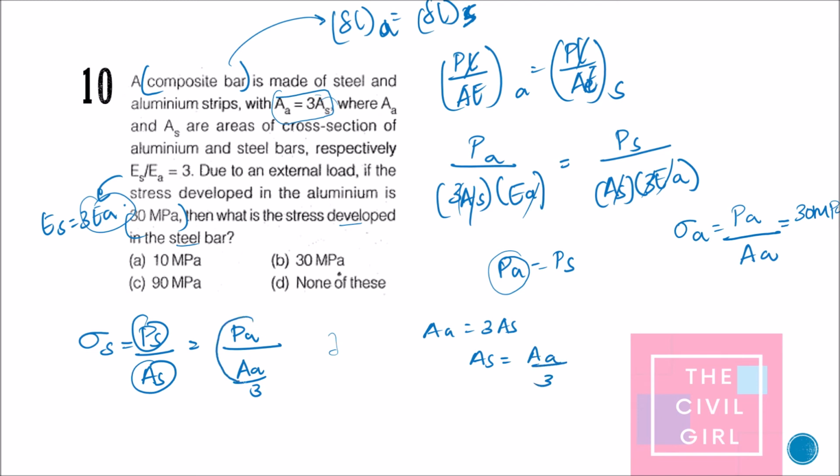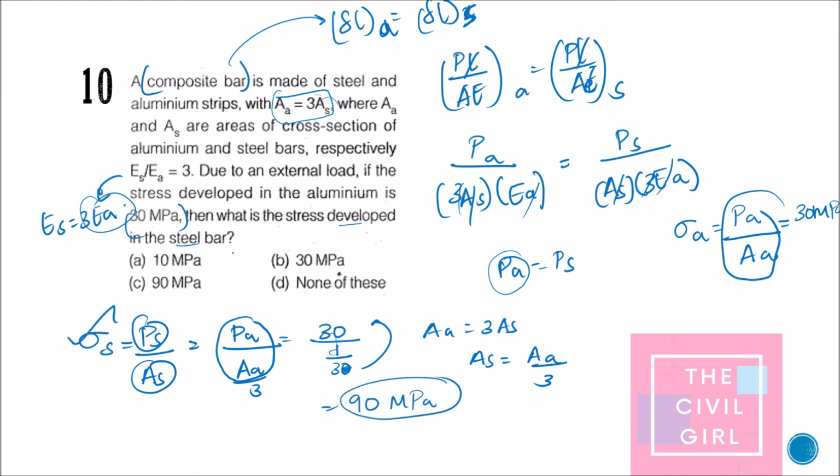So we know what is PA by AA. So PA by AA is 30. So this becomes 30 divided by 1 by 3. So when 3 goes here, it becomes 90. So this is your answer. The stress in steel is 90 MPa.